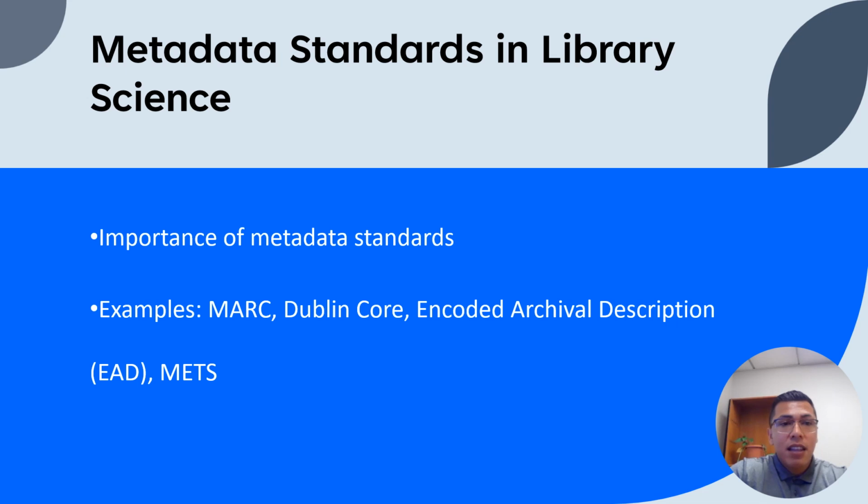MARC facilitates the exchange of catalog records between libraries and allows for the automation of cataloging processes. There's also Dublin Core, a simple and flexible metadata standard for describing a wide range of digital and physical resources. Dublin Core consists of 15 core elements such as title, creator, and date, which can be used to create basic descriptions of resources across different domains.